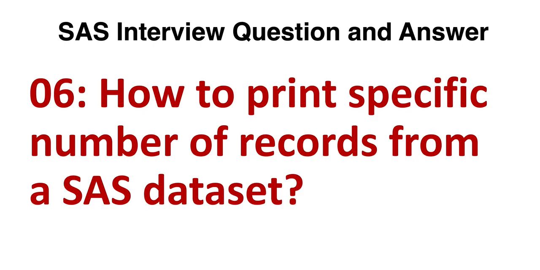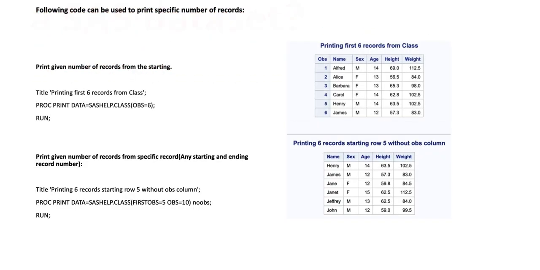SAS interview question and answer, question number 6. How to print a specific number of records from a SAS dataset. Suppose you are given a table which contains a number of records and you are asked to print a certain number of records. Then how do you print? We have the following two options so that we can print the number of records as required.